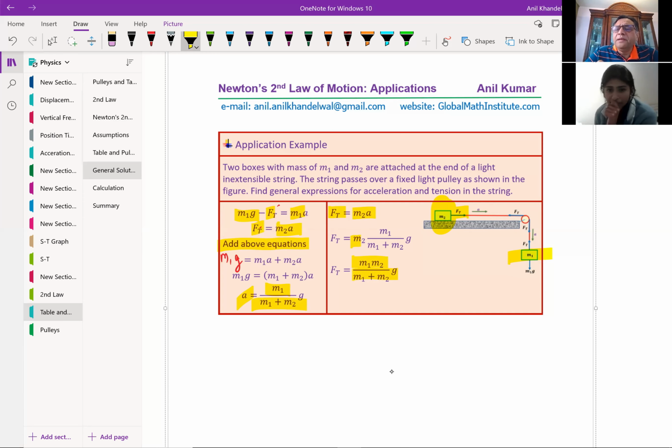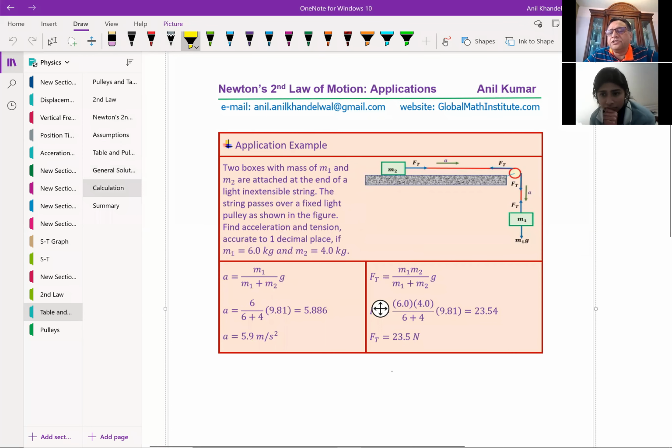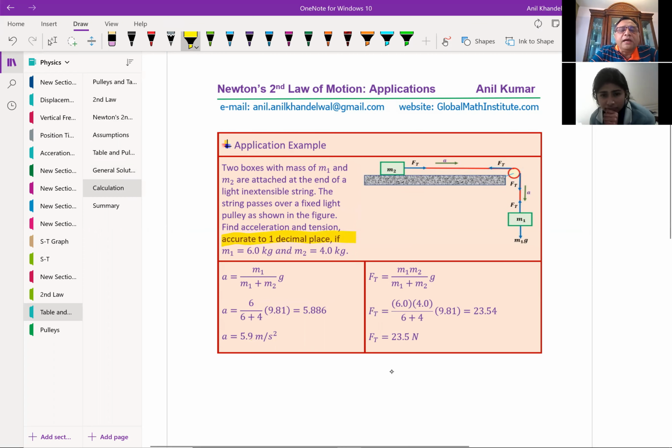Let me give some values to these two masses and let's actually calculate what is acceleration and what is the tension in the string. So what I've done here is that I've just extended this question and I'm saying let the mass m1 be 6.0 kg and mass m2 be 4.0 kg. So I know acceleration is this formula and tension is the other formula. We'll just substitute the values 4 and 6 in the formula and calculate with gravity as 9.81, right?